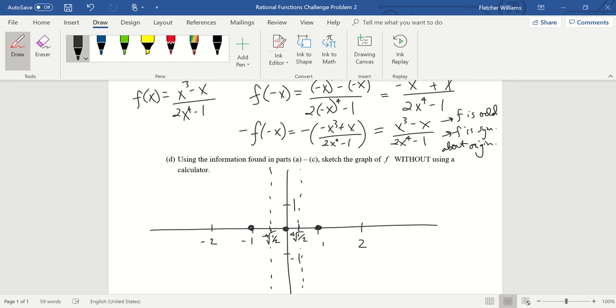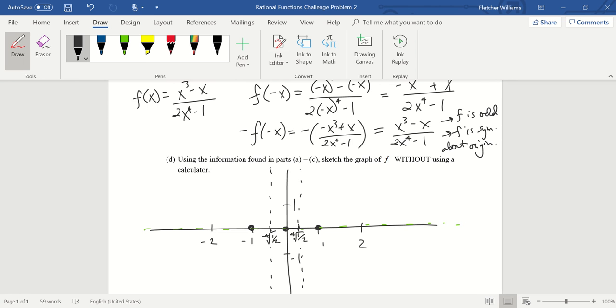We know it's odd, so if we can figure out the right side, then the left side will just be the double flip of it. Oh, we know we have a horizontal asymptote at 0. So kind of a strange looking graph. So let's figure this out.